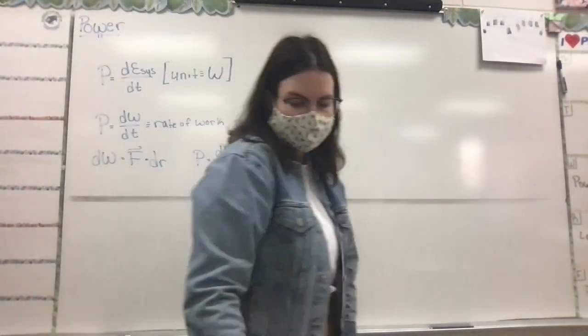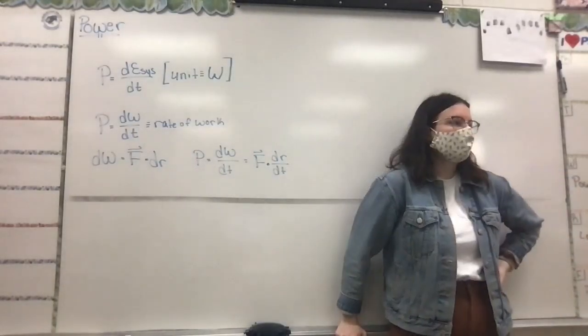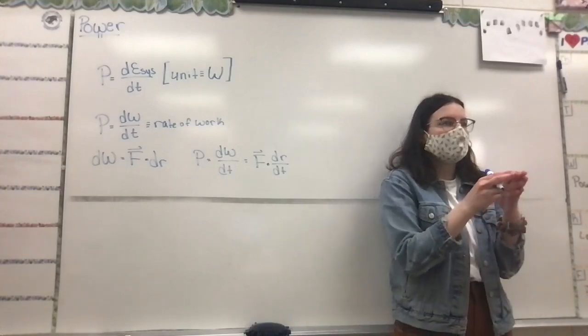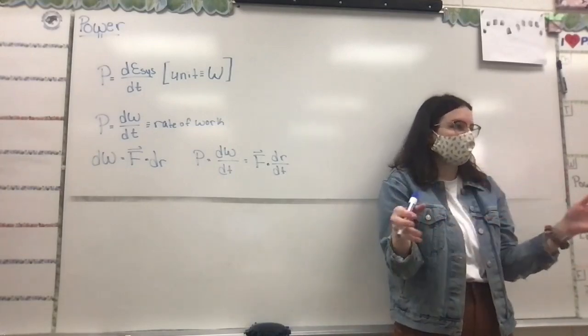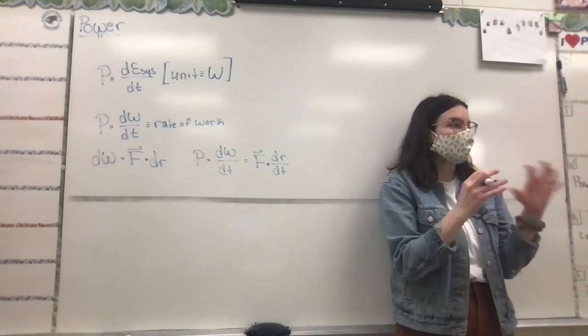Why is the d on the W in the first place? Like dW? Because we have some sort of change in work that's happening. Oh. So it's like, how much does the work change over this change in time? So it's like a delta. Yeah, it's like a delta, but the lowercase d means that it's a small change.